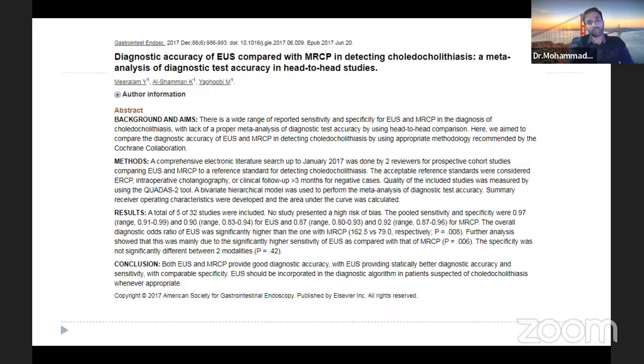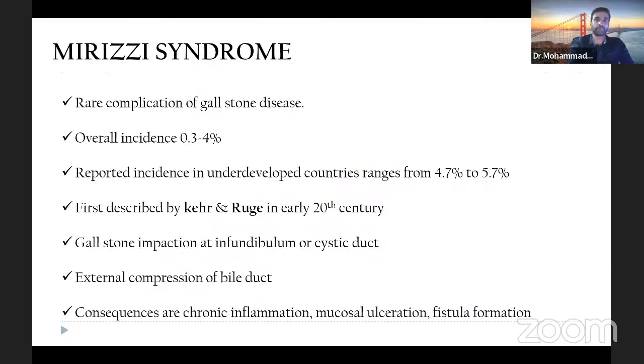Both EUS and MRCP provide good diagnostic accuracy, but EUS provides slightly better diagnostic accuracy and sensitivity in comparison. Yes, it should be incorporated in the diagnosis of patients whenever possible, whenever appropriate, or whenever available.